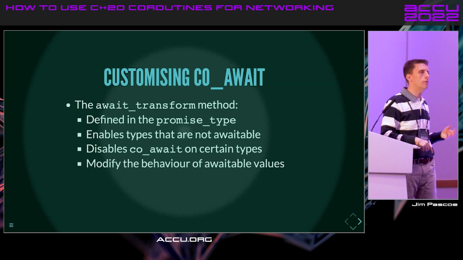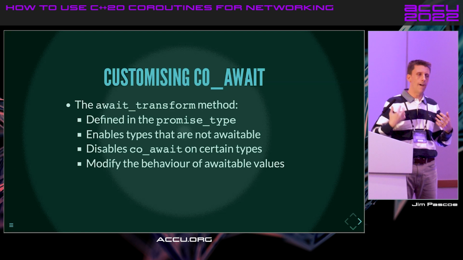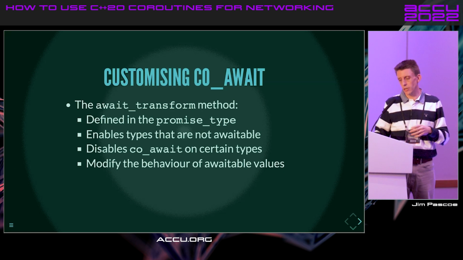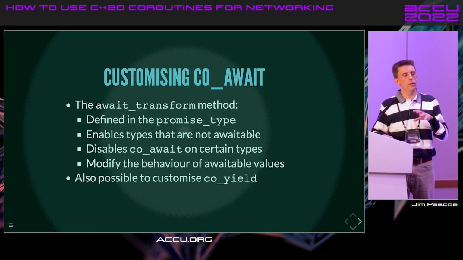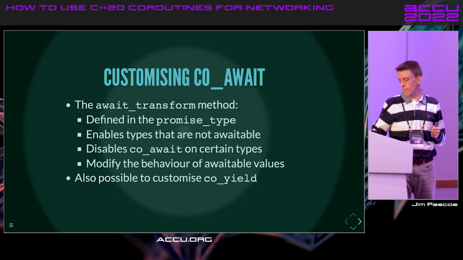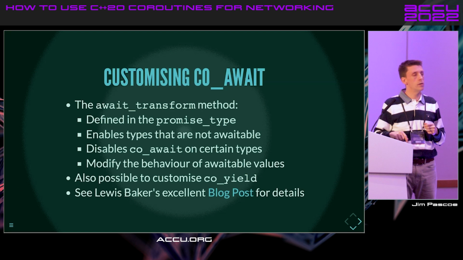It also allows you to modify the behavior of awaitable values as well. That's getting really subtle. If you really want to understand this stuff, have a look at Lewis Baker's blog post. He goes into great detail on it. Apart from the standard, which also has some detail on this, I haven't really seen any coverage of await_transform anywhere else, to be honest. But it's also possible to customize co-yield, although generally speaking that's far less common. Again, have a look at the standard or Lewis's blog post for details.